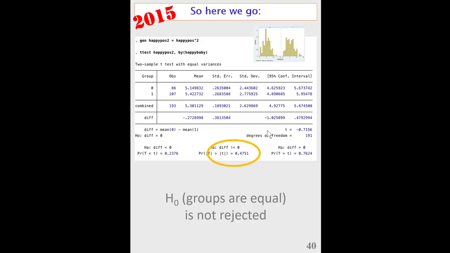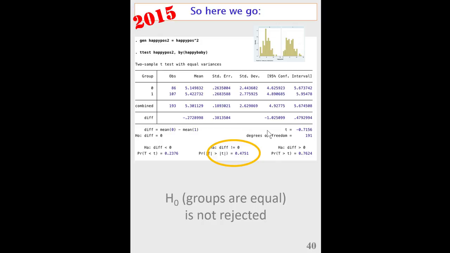Okay, so here we actually do this. I'm generating happy pulse squared as a square of happy pulse, and I do the t-test. Here I forgot to type the unequal. Okay, so unequal should have been there. Yeah. In any case, here we see a value above 0.05, so equality of the means is not rejected. So the conclusion, as we had it before, doesn't change.